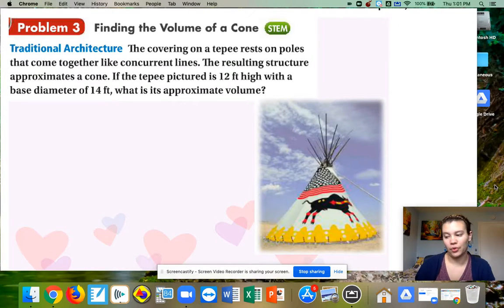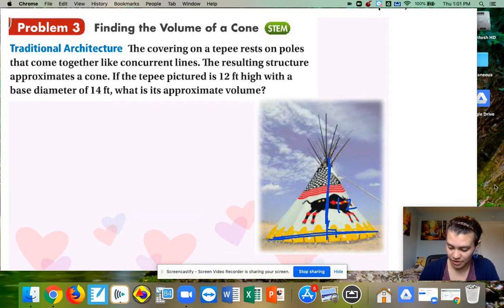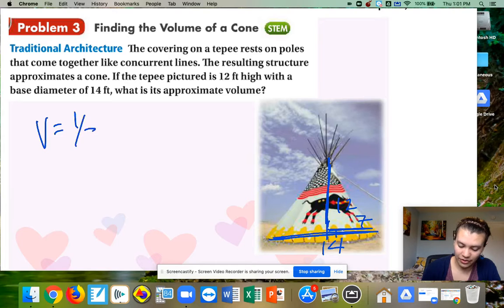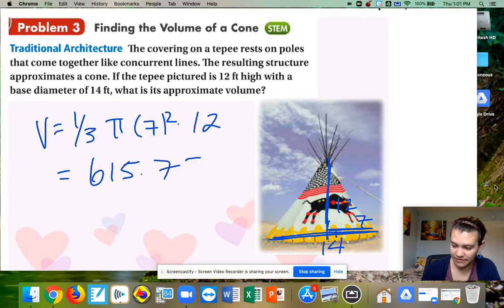Okay, so now I have a tepee resting on poles. It tells us the structure makes about a cone shape. The height is 12 feet, so we know here this is 12. And then the diameter, so all the way across, is 14, which makes a radius 7. So if we want the volume, we have a third times pi times the radius squared times the height. Multiply it all out, we'll get 615.75 feet cubed.